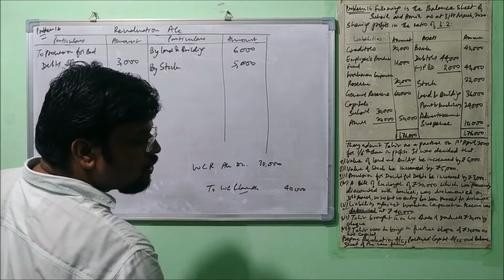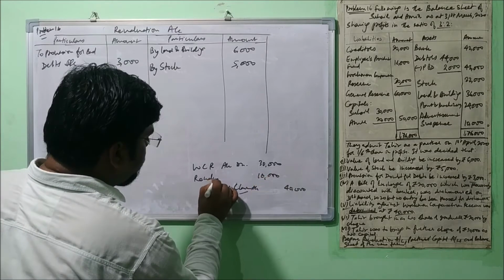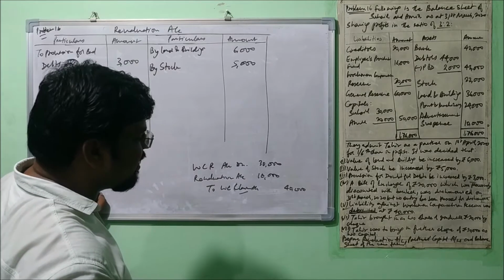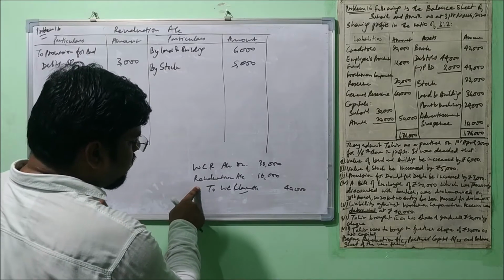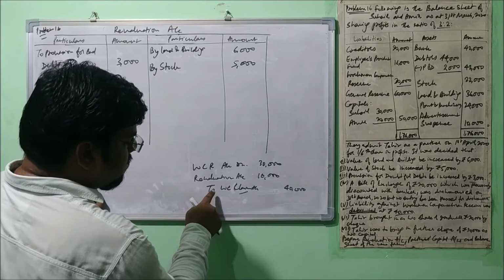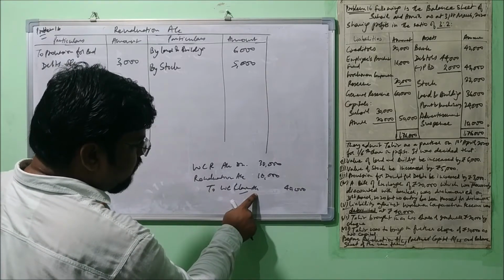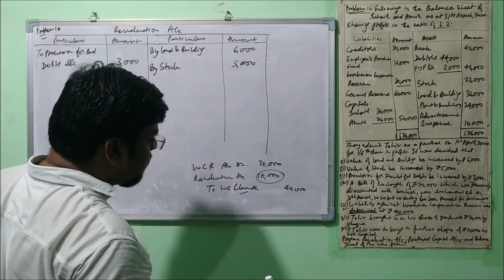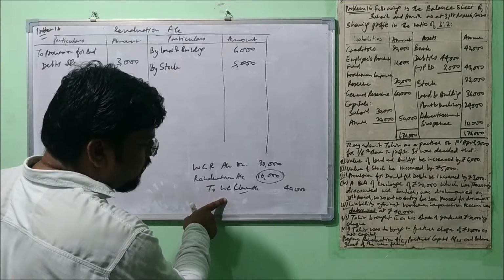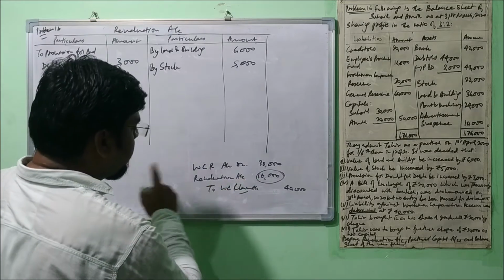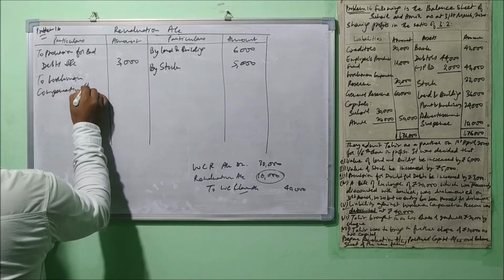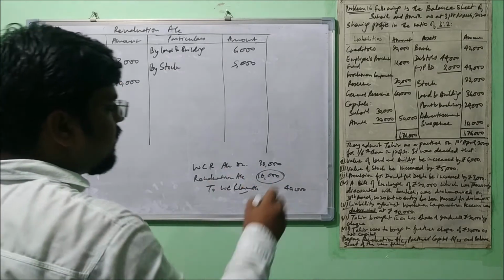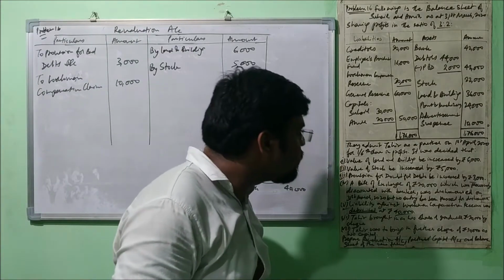Now 10,000 are short. So this 10,000 will be temporarily put in revaluation account, because this will be borne by the partners. According to this entry in revaluation account, we will pass the entry by this to workmen compensation claim, but the amount will go this way. As we already know in the ledger, the posting is done by the name of the opposite side account, but the amount of the same account is mentioned. To workmen compensation claim, how much? 10,000.